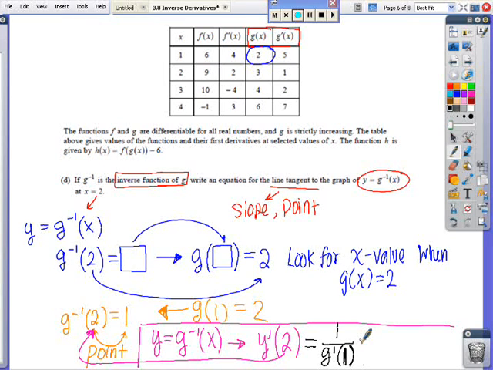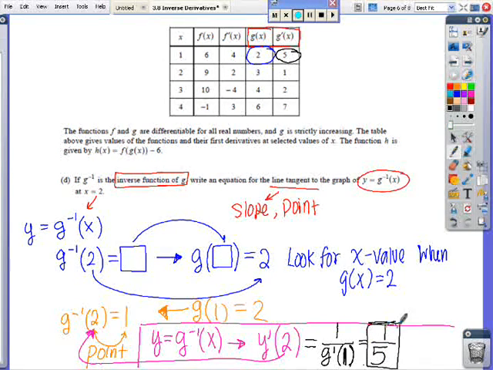I'm going to use my table. g, and then the derivative at 1 is 5. So that's 1 over 5 is the slope on the g inverse function at 2.